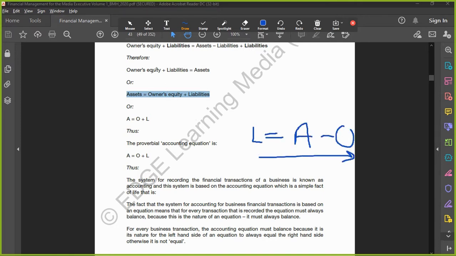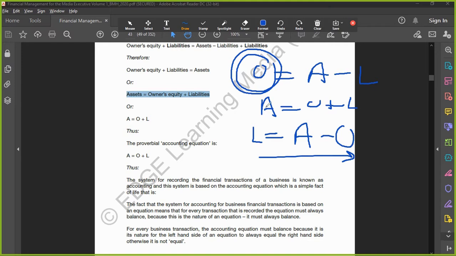So effectively there's 3 separate equations: A equals O plus L, L equals A minus O, and O equals A minus L. Those are the 3 separate equations, just making either O the subject, A the subject, or L the subject of the equation. That's all. And then you've obviously got a working to do: add or subtract, depending on which you're calculating.